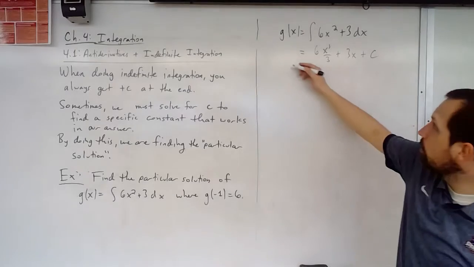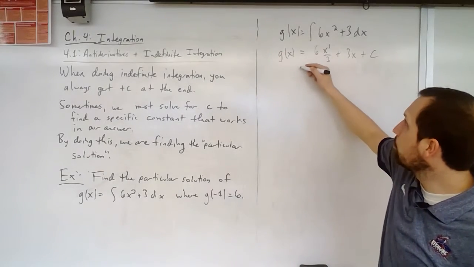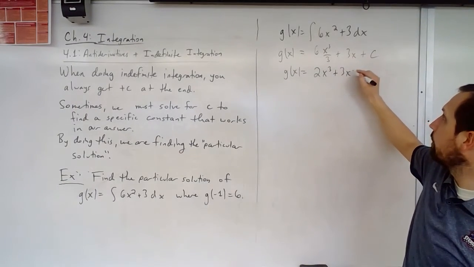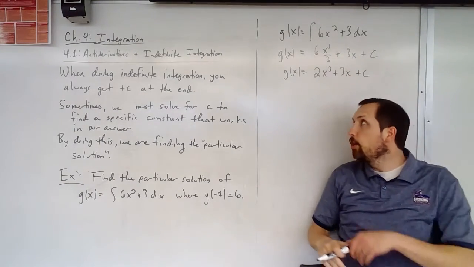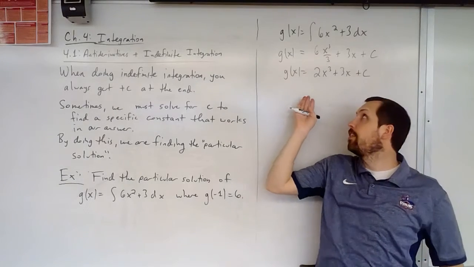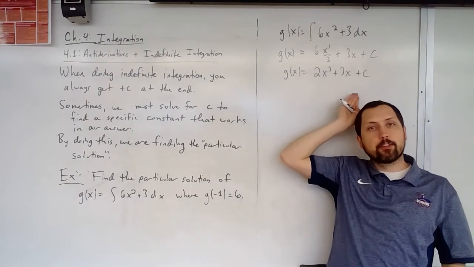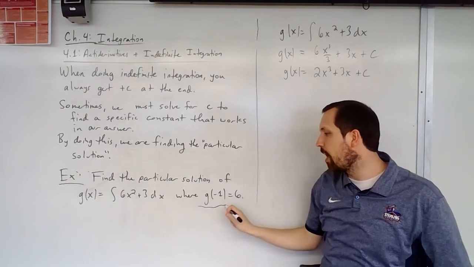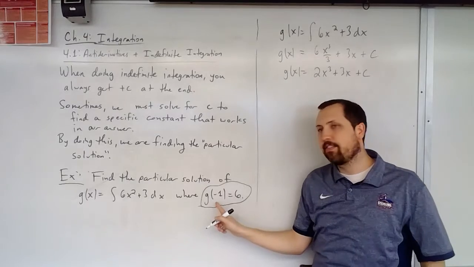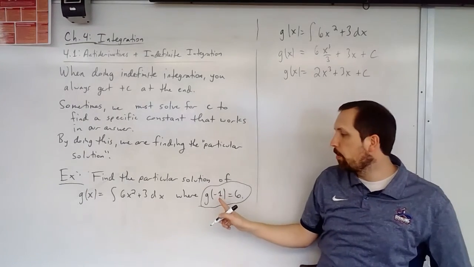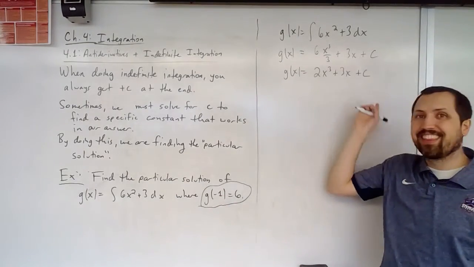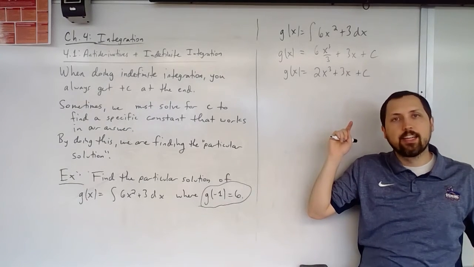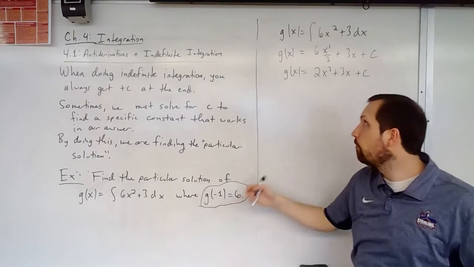So this is my function g of x. Now, we could simplify this a little bit, and this would be 2x cubed plus 3x plus c. So my function must have this meaty part of it, and then there's plus a constant. So any constant seems to work. But not every constant works, because I need to have this restriction be true. If I plug in x equals negative 1 into this, it doesn't always equal 6 if c is allowed to be anything.